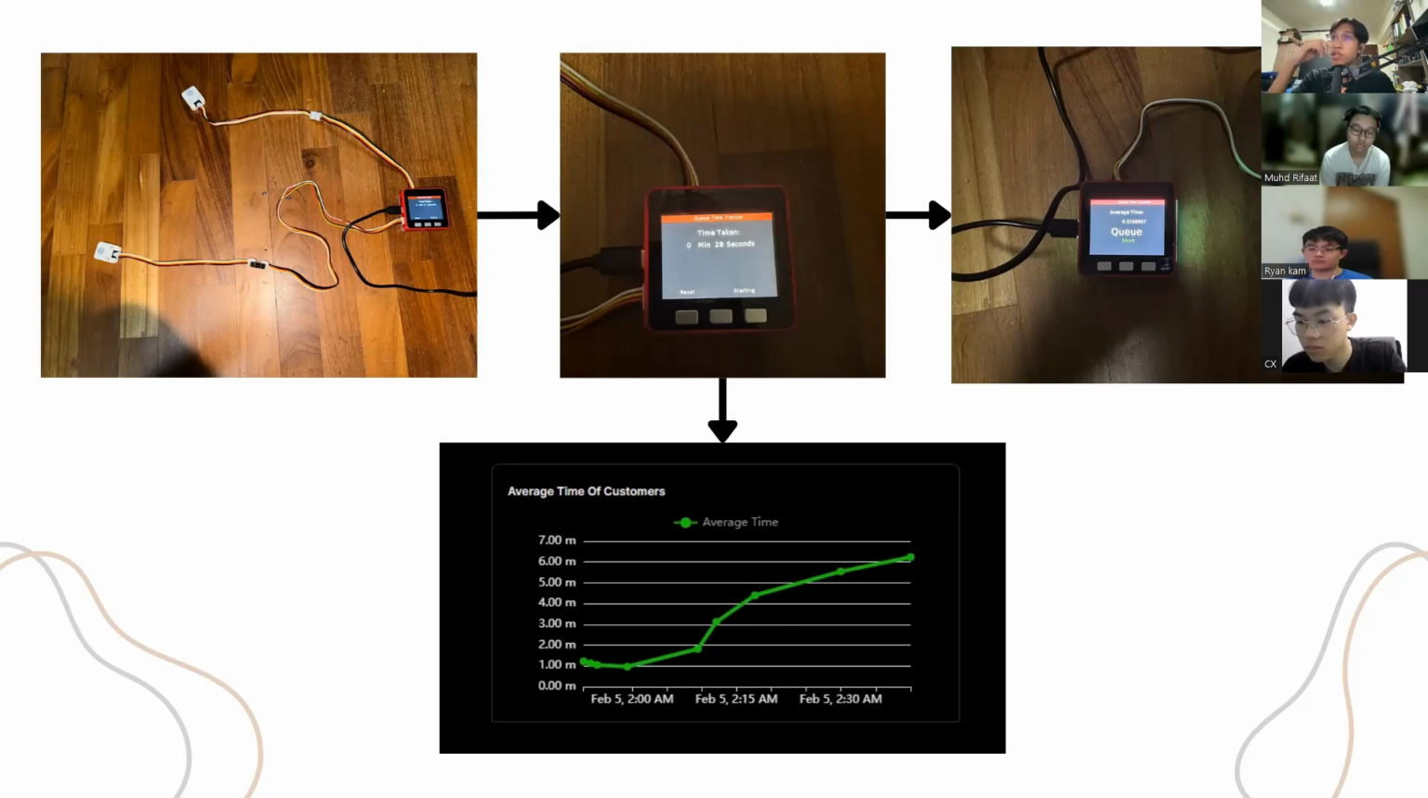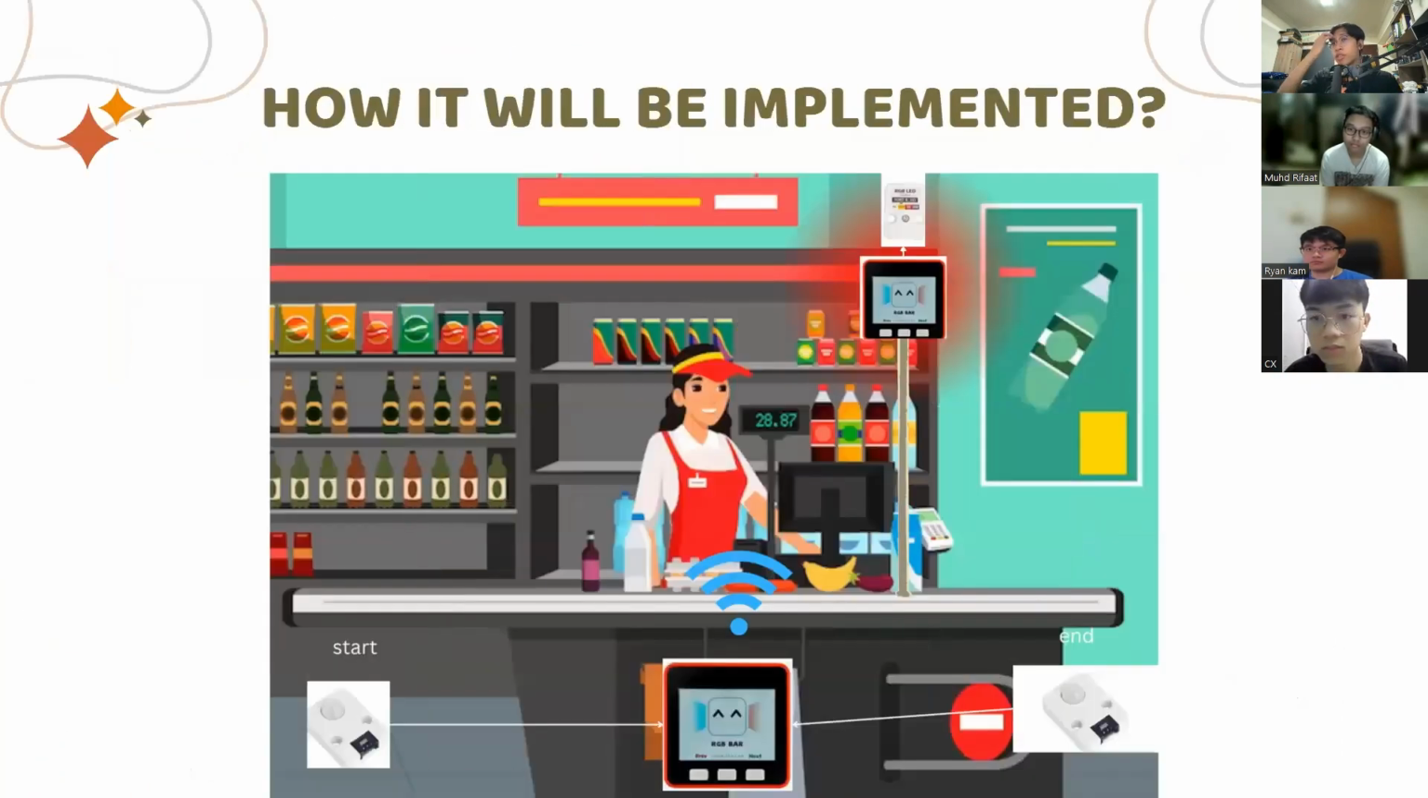The data is also sent to Ubidots through MQTT and put in a graph so it will be easily readable for managers to analyze. So this is how it will be implemented in real life. We have two PIR sensors at the start and the end, the M5Stack transmitter in the middle, and it sends the data through ESP-NOW to the receiver M5Stack at the top, and it will show red or green for the customers to see.